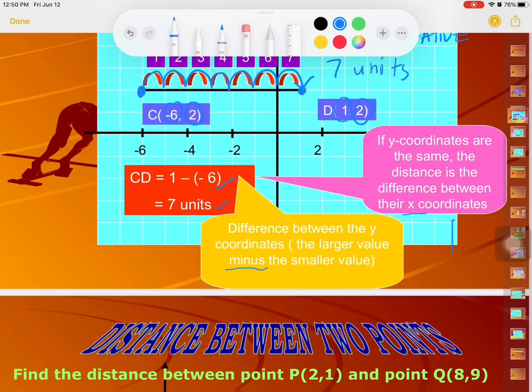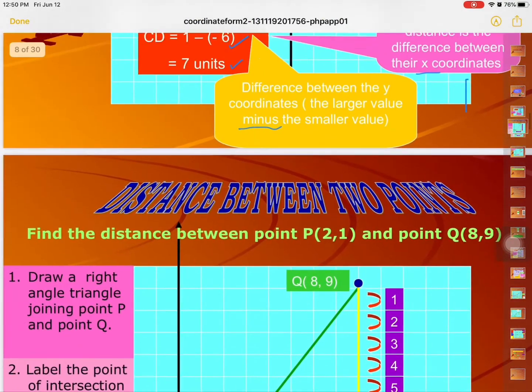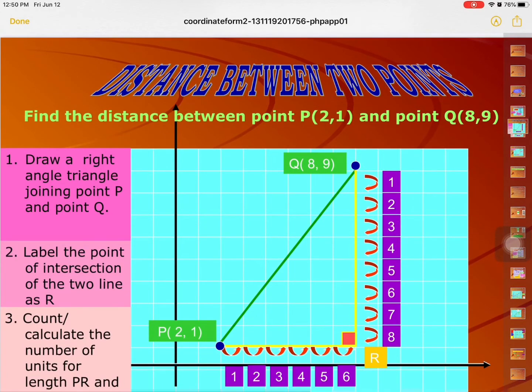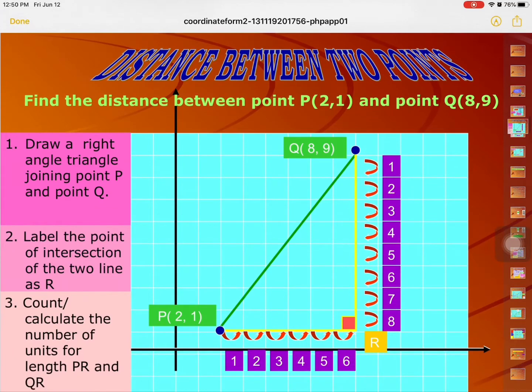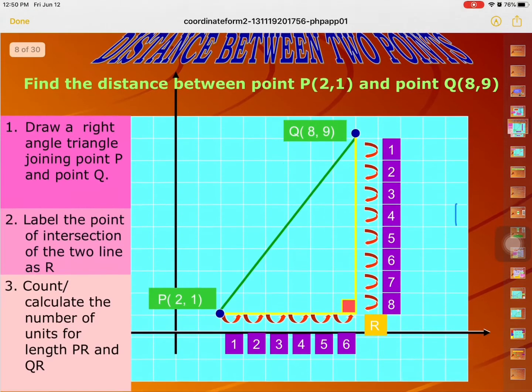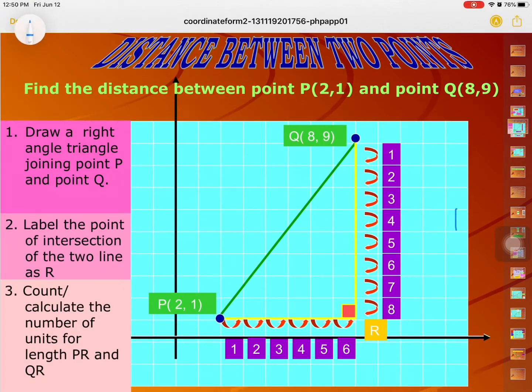Okay, next. Just now we learned about when the coordinates are the same, either they share the same common y coordinate or the same common x coordinate. Now what if they don't have an x or y that is common? For this example, distance between 2 points: find the distance between point P (2, 1) and point Q (8, 9).